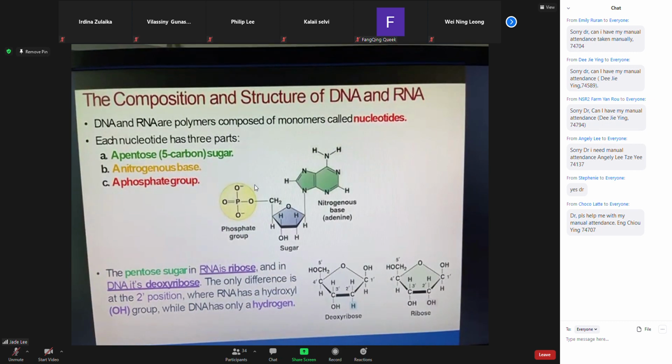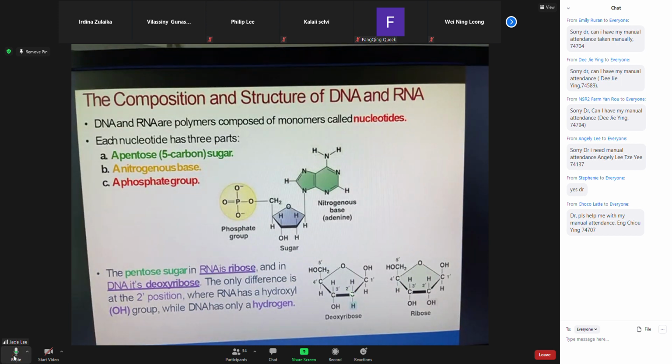The pentose sugar in RNA is ribose. It is different because in DNA it is deoxyribose. You can see the difference. The only difference is at the second position, carbon 2 here, where RNA has a hydroxyl group, which is the OH group, while DNA has only a hydrogen. You see the difference?